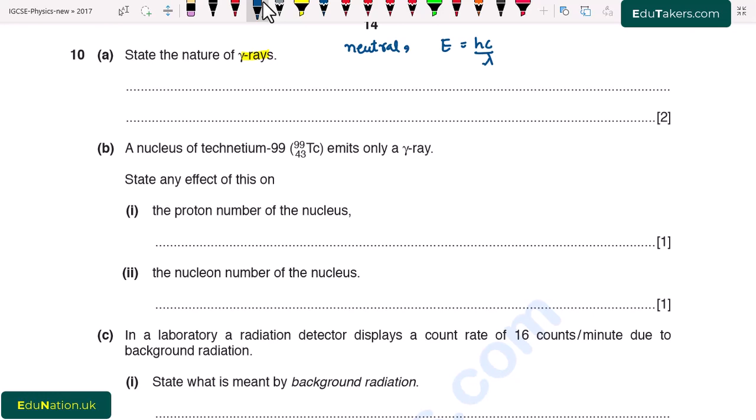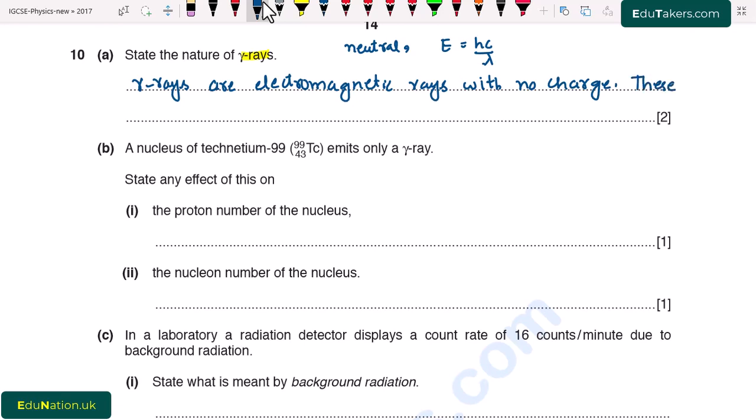I write here, gamma rays are electromagnetic rays with no charge. These rays have short wavelength and high energy.